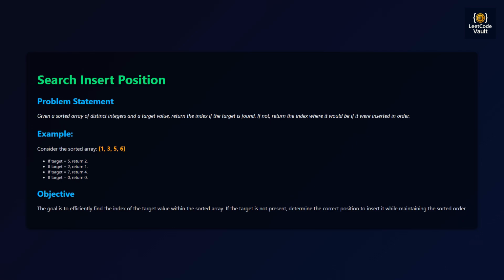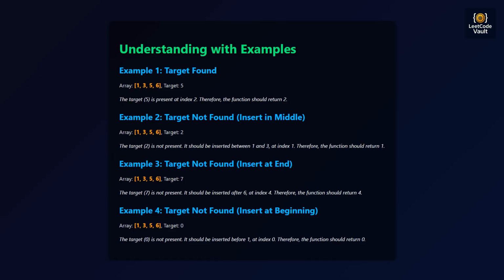Understanding with examples. Let's walk through a few examples to make this crystal clear. Imagine our sorted array, nums, is 1, 3, 5, 6. If our target is 5, the function should return 2, because 5 is already present at index 2. Simple enough. Now, let's say the target is 2. 2 isn't in the array, but if we were to insert it while maintaining the sorted order, it would go right before the 3, at index 1, so the function should return 1.